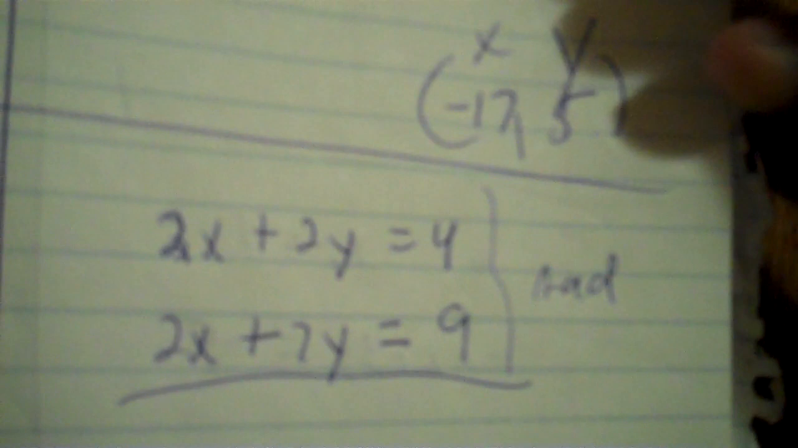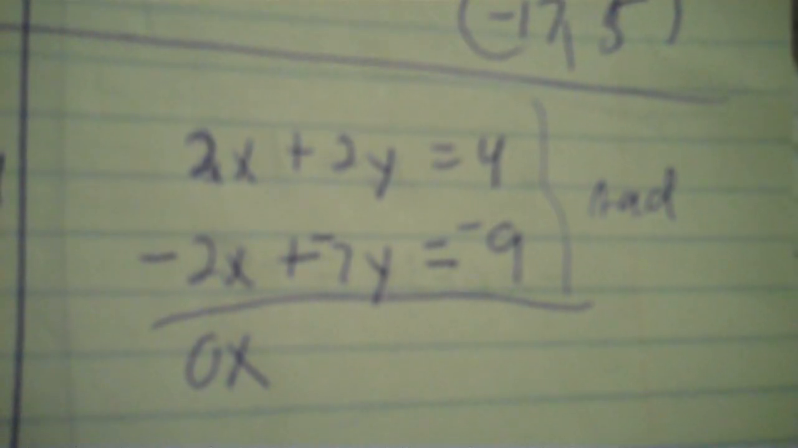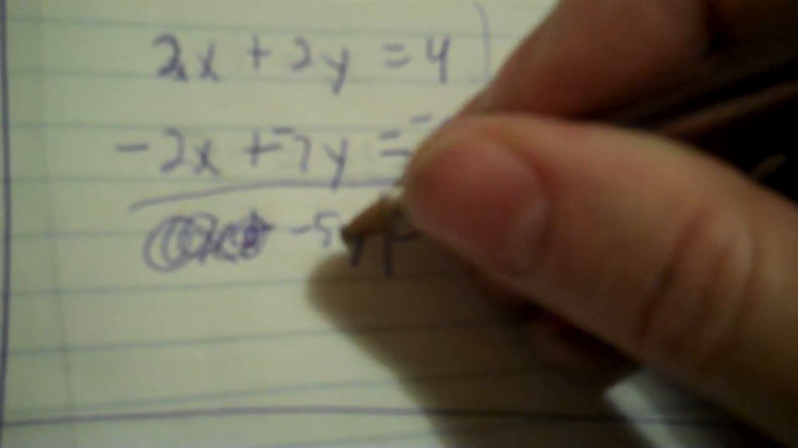Okay, so add those together. For those that make 0, they've got to be opposites. You make it negative, but then those will add to 0. They cancel out. But then you've got to make your 7 negative and your 9 negative. So 2 plus negative 7 is negative 5y. 4 plus negative 9 is negative 5. Then you go from there. You're going to divide each side by negative 5. y equals 1. Now you substitute 1 in for the y.